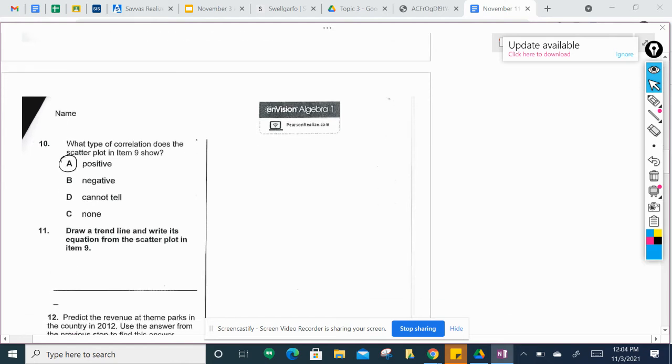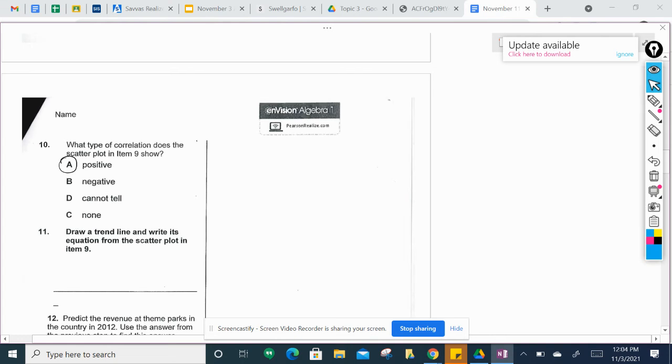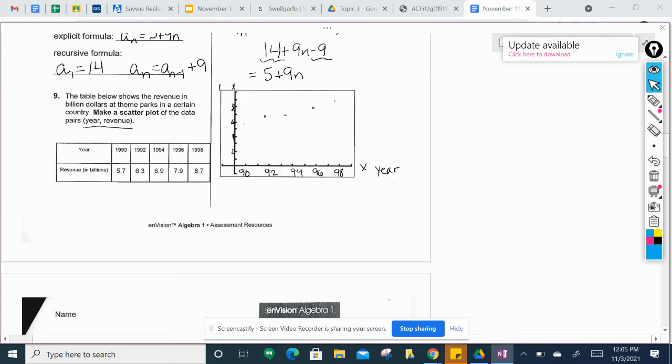All right, number 11 says draw a trend line and then write the equation from the scatter plot in item 9. Guys, this one, every one of us could have a different answer based on the trend line that we draw. So remember our trend line, we need to draw a line that we think closely models the data. We want to do our best to get points above and below and just do the best that we can. And then we're going to choose 2 points on this line. When I drew my line, it kind of looks like this point here and this point here are both on my line, although you may have different points chosen, and that's okay.